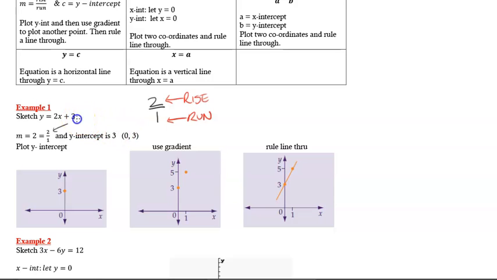And then the y-intercept is just that constant that tags along, the plus 3. So our y-intercept is 0, 3 as a coordinate. You plot the y-intercept first, at 0, 3. You go 1 across and 2 up, meaning that when x is equal to 1, y is equal to 5. So your next point is 1, 5. That's your second point, and you simply rule a line that goes through.